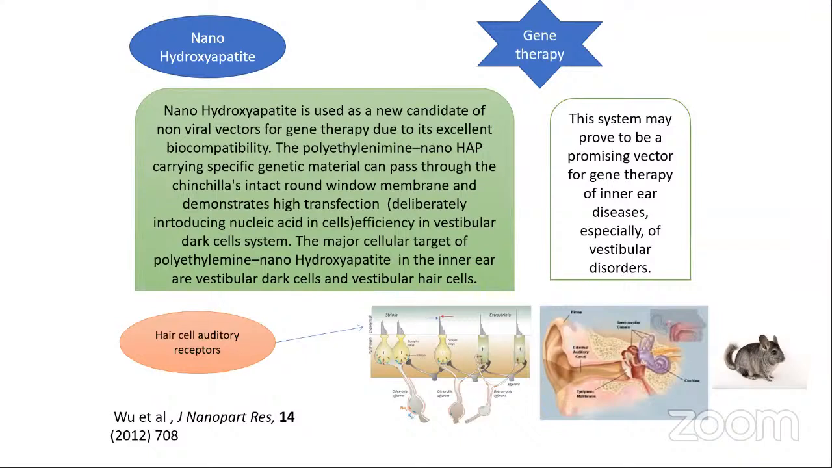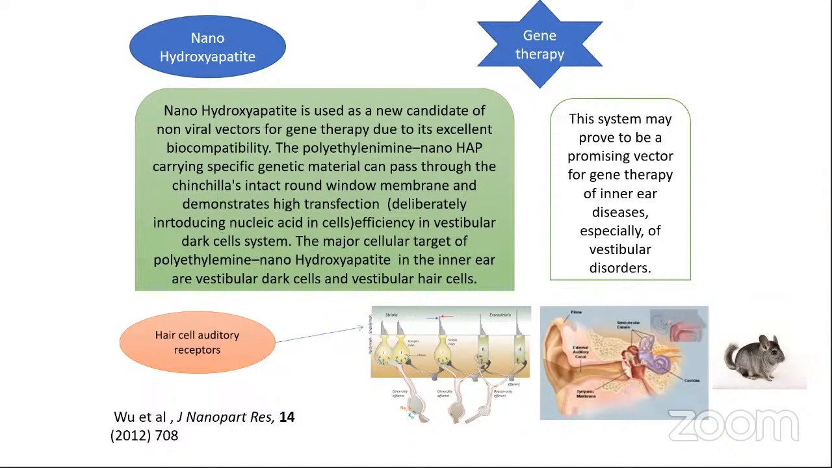So there are viral vectors and non-viral vectors. And nowadays we are aware that for the COVID vaccine, there are two types. One is a viral vector, another is a non-viral vector. So for gene therapy, due to its excellent biocompatibility, the polyethylenimine nanohydroxyapatite carrying specific genetic material can pass through the intact round window membrane of the cochlea and demonstrates high transfection efficiency, that is, deliberately introducing nucleic acid into cells, and vestibular dark cell system.